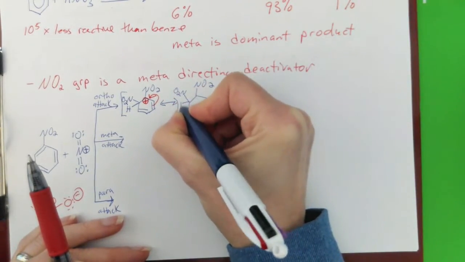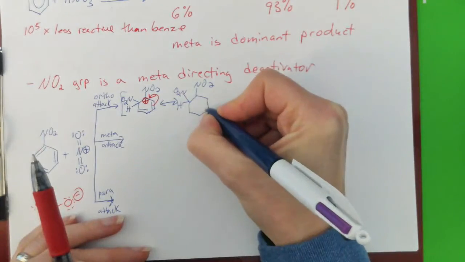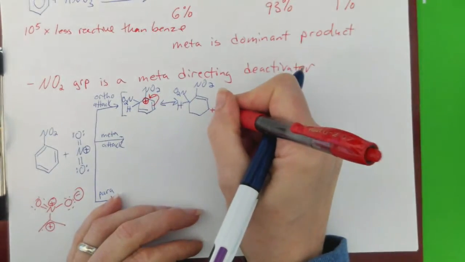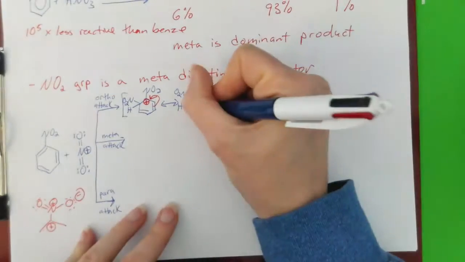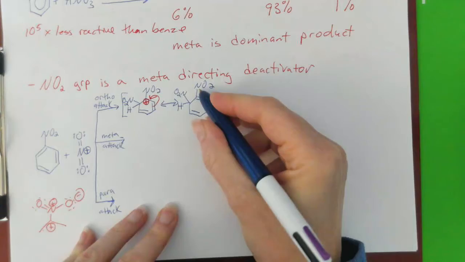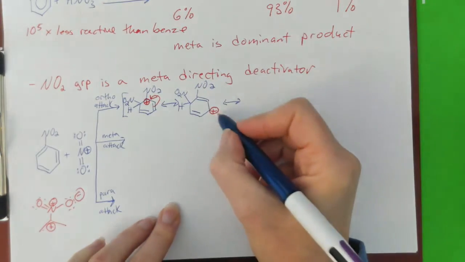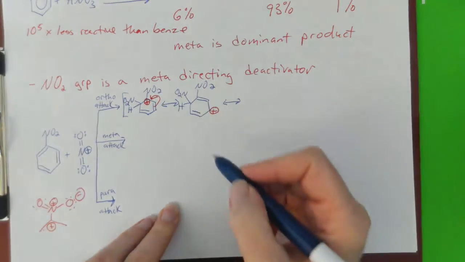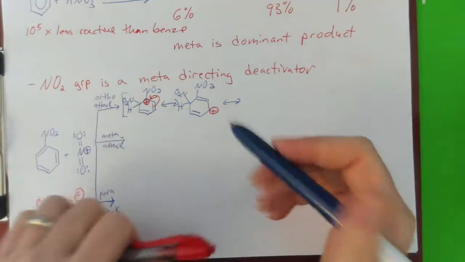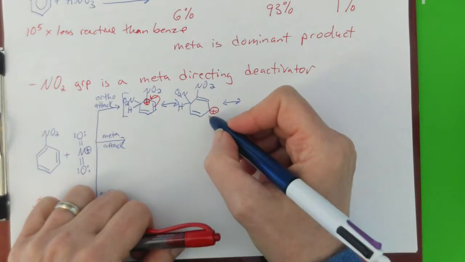Draw on that H so you know it's there. So I've moved this here. So now the plus charge is here. Okay, let's keep going. So here, this is more stabilized relative to that, right? But remember with resonance hybrids, this is contributing to the overall intermediate.